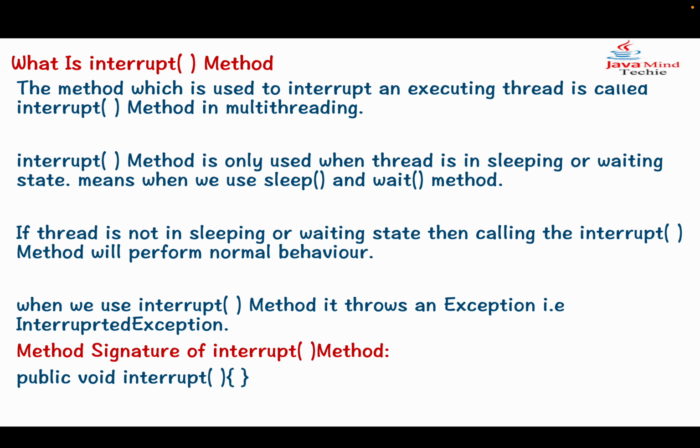The method which is used to interrupt an executing thread is called the interrupt method in multi-threading. Okay, a very simple understanding here. But we also need to understand it in a different way. The interrupt method is only used when the thread is in a sleeping or waiting state.